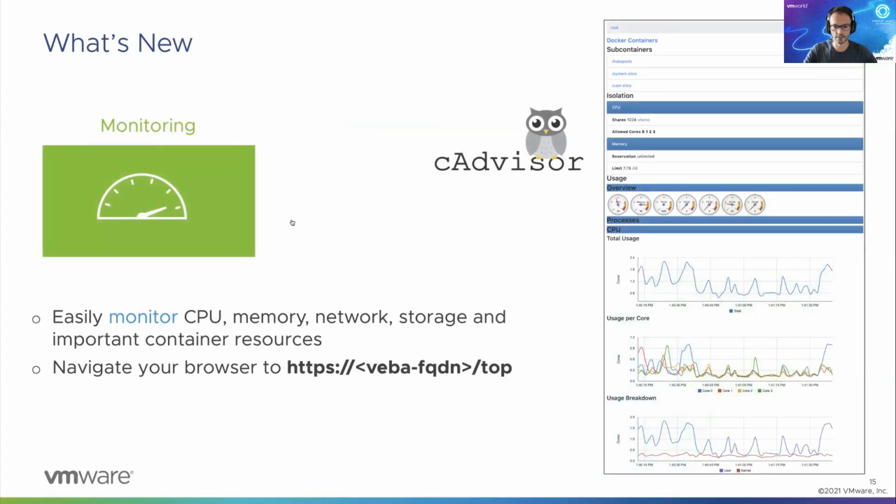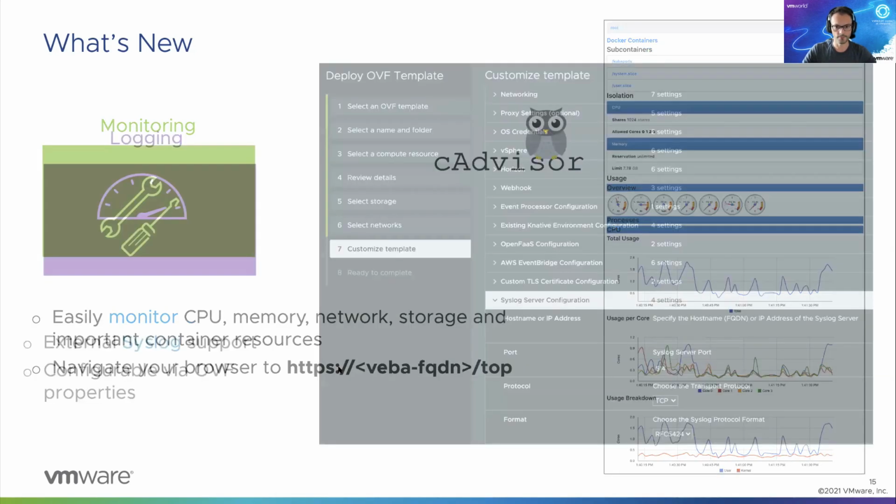So first, and kudos to Robert, another contributor to VEBA, he added capabilities around monitoring. He added the cAdvisor plugin, which is a resource monitor where you can get information around memory, CPU, and other container metrics of the appliance, just by browsing to the VEBA FQDN/top. This comes by default with the 0.7 release, and you get some more data around usage of the appliance.